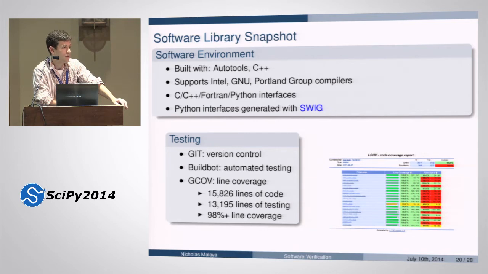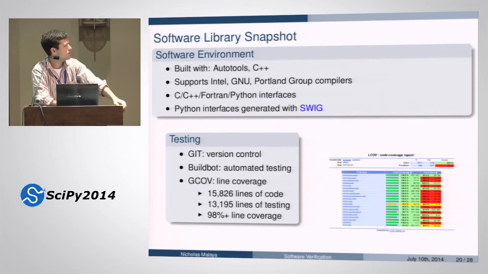We have an automated regression. Obviously, there's also Travis CI, but we're using BuildBot on our side, which is automated regression testing. And you'll notice that we have 15,000 lines of code. It's not too big of a library, but we actually have 13,000 lines of testing. So we're really trying to pound this down so that you'll believe it when it says your code either works or doesn't.